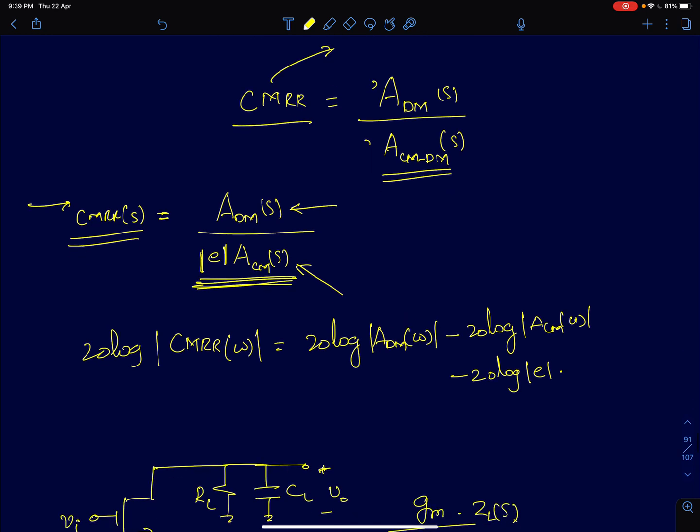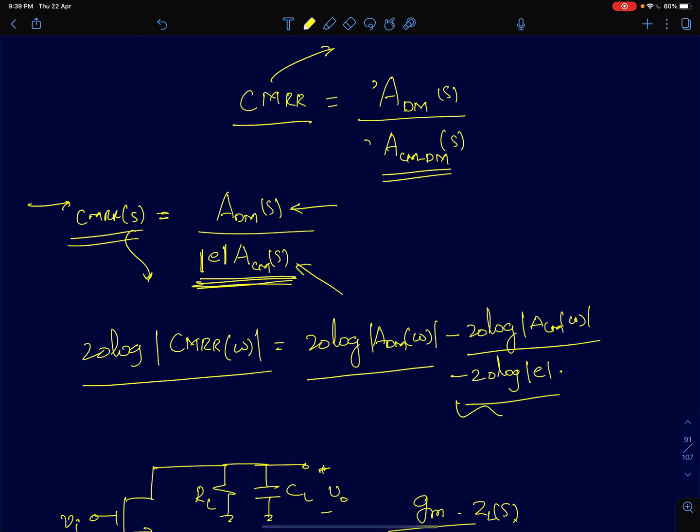And we can also express them, since we will be plotting all our voltage gain and everything in a Bode plot. So I can substitute s equal to j omega, and I get the frequency response. I'll take 20 log of CMRR of omega, which can be written as 20 log of A_dm of omega minus 20 log of A_cm of omega minus 20 log of mod e. Now this term, minus 20 log mod e, will always be positive because e is less than 1. So log of e will be a negative quantity, and minus of that will always be a positive quantity.